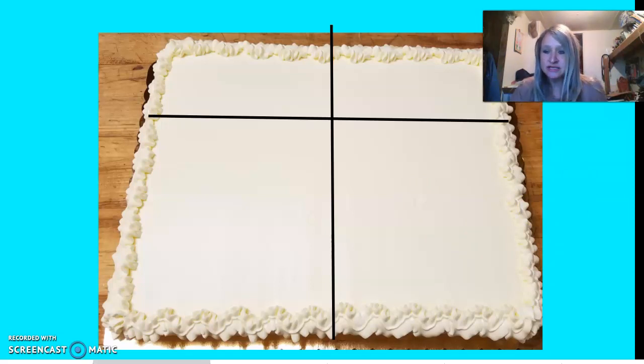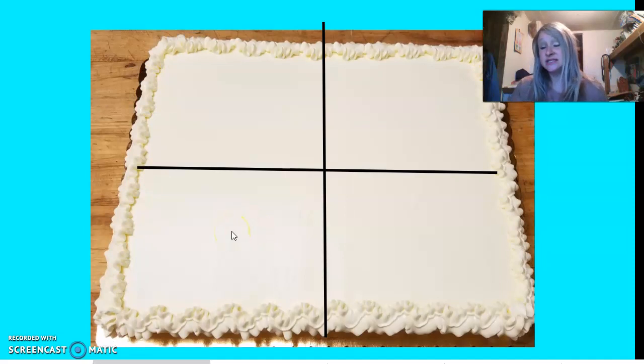Is this fourths? Yes or no? Why isn't it fourths? I've got 4 parts. There's 1 for one dog, 1 for another dog, 1 for one dog, and another dog. There's 4 parts. Are they all going to get the same size piece? No, they are not. If the pieces are not the same size, it's not going to be fair, right? And that's not fourths.